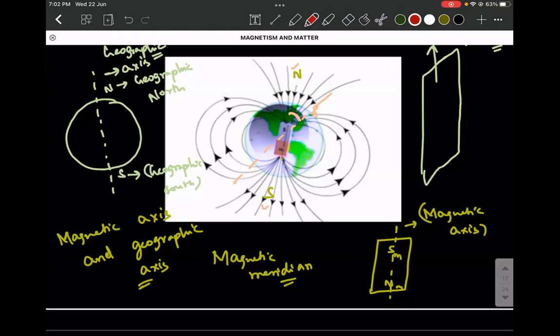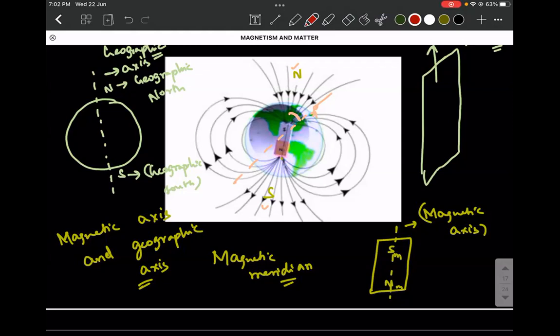So it is something like a zero error. If you want to reach a particular location, you need to make a correction for the magnetic declination. Only then will you be able to reach that particular location. We'll do a problem based on it, then you will understand.